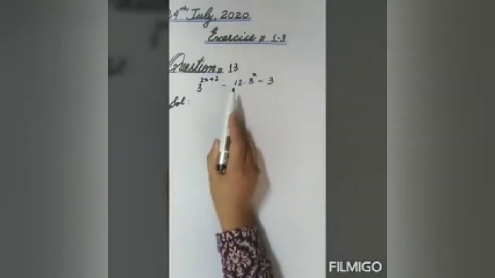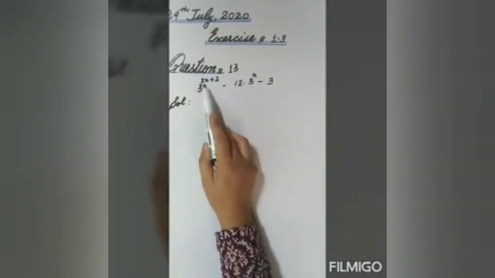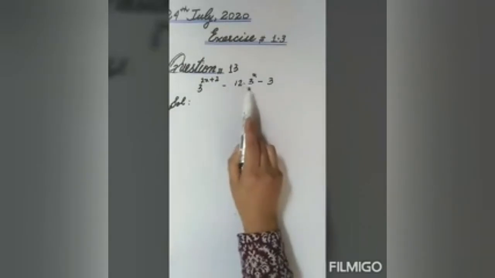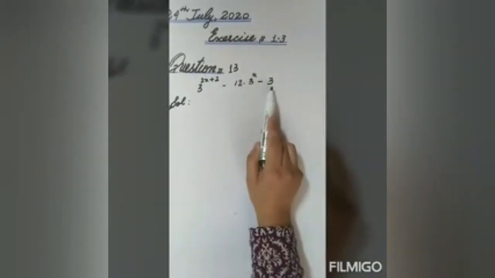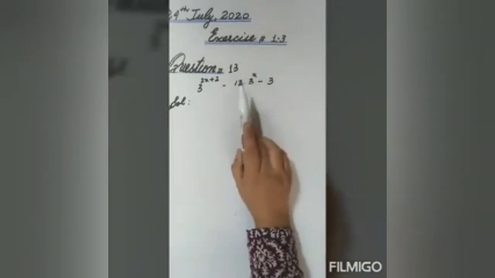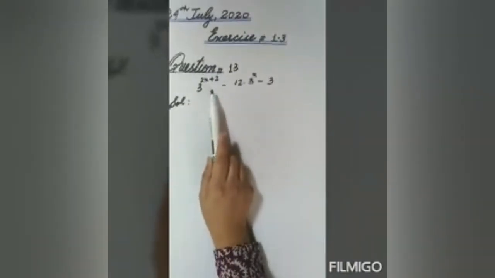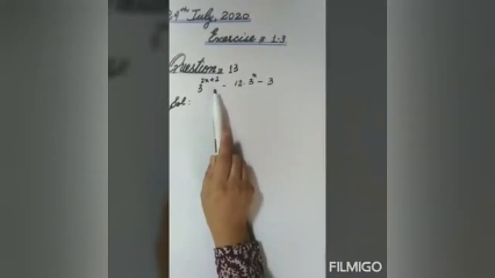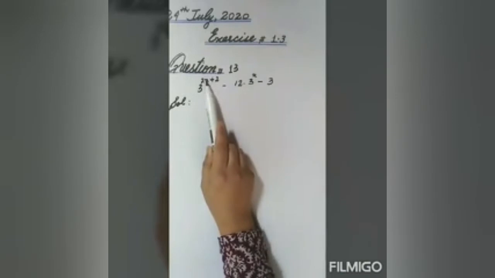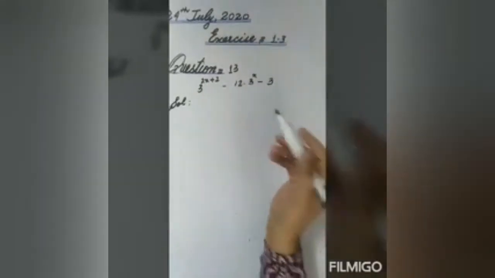0 and minus 3. Now come towards question number 13. Question number 13 is 3 power 2x plus 2 minus 12 into 3 power x minus 13. Now check which type of equation this is. This is again the exponential equation. Why is this an exponential equation? Because the power is a variable, so it is an exponential equation.